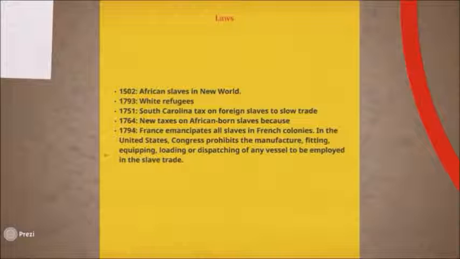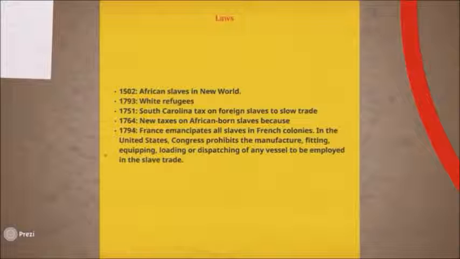In 1751, South Carolina imposed a special tax on foreign slaves to try and slow the slave trade down, but 9 years later, they banned it altogether because the leaders of the colonies were scared of the growing number of African-born slaves. In 1764, the colony proposed new taxes on African-born slaves because the legislator was scared of the number of rising African slaves that were being born.